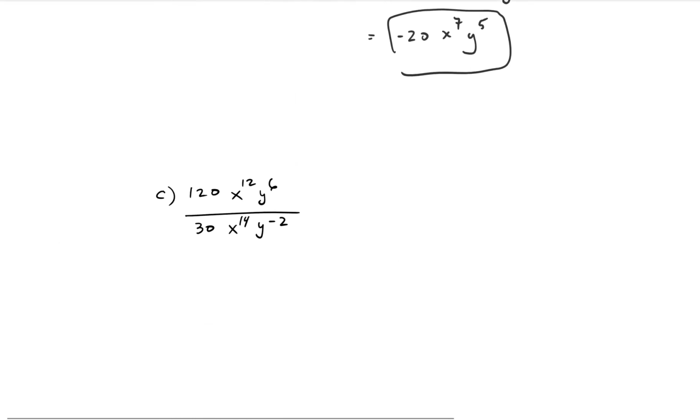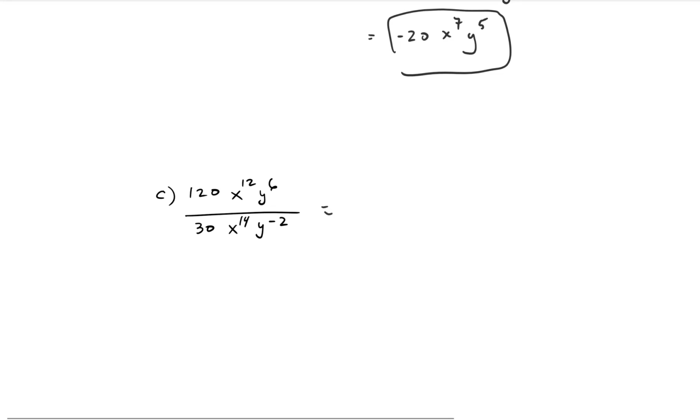Let's try C. C is one single fraction. It's kind of big. The numerator in the fraction is 120, x to the 12, y to the 6th. And the denominator is 30, x to the 14, y to the -2.